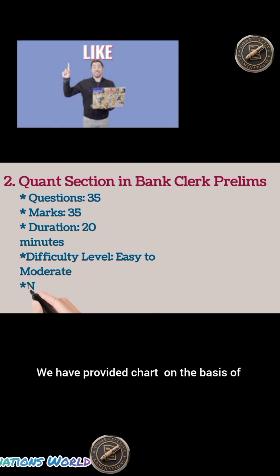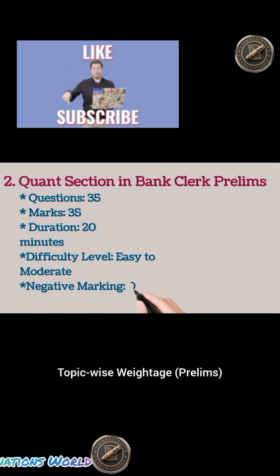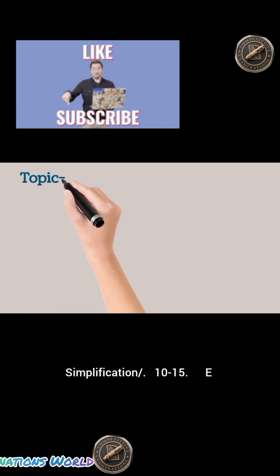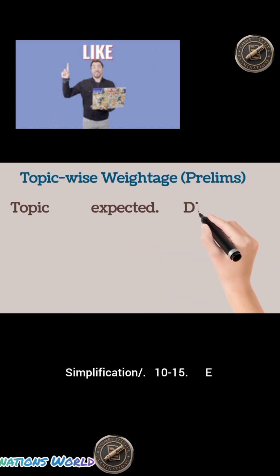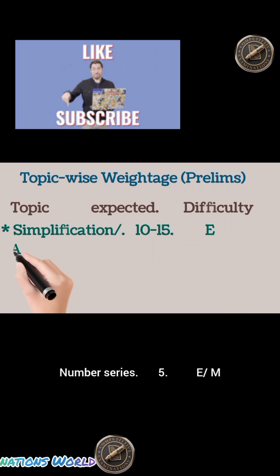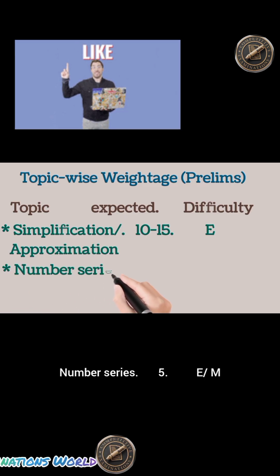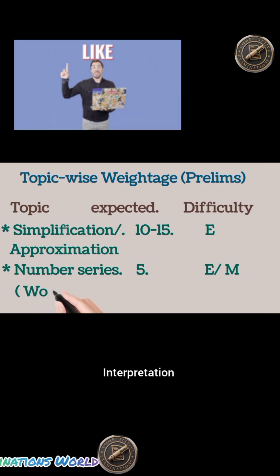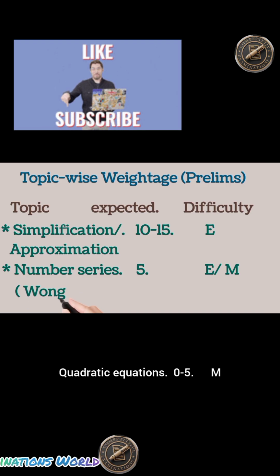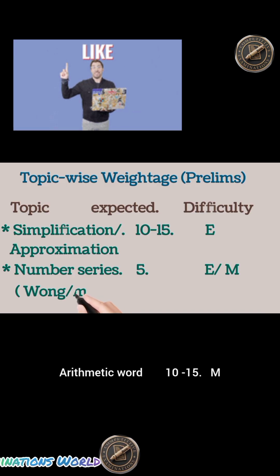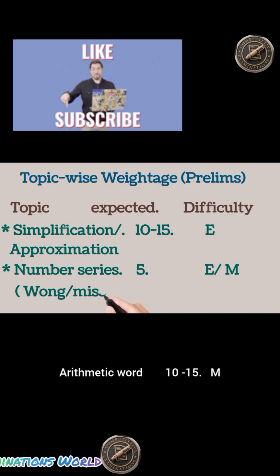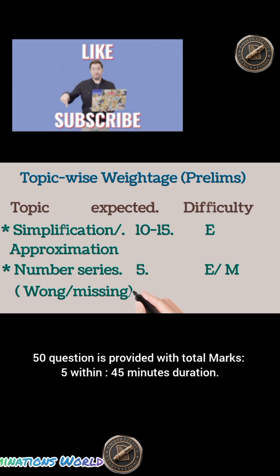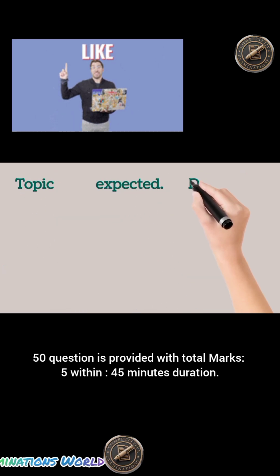We have provided a chart on the basis of topic-wise weightage for prelims: topic, expected questions, difficulty. Simplification/approximation 10-15, E. Number series 5, E/M, 1 missing. Data interpretation 10-15, M, bar, pie, table. Quadratic equations 05. Arithmetic word problems 10-15, M. In the bank clerk mains exam, 50 questions are provided with total marks 50 within 45 minutes duration.